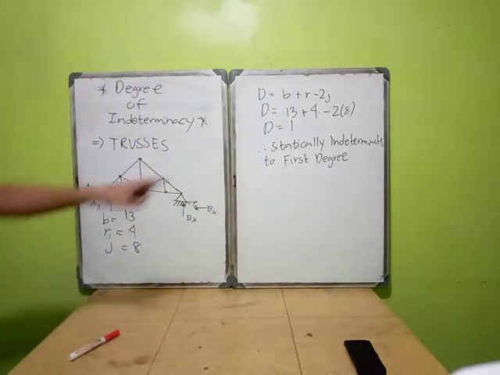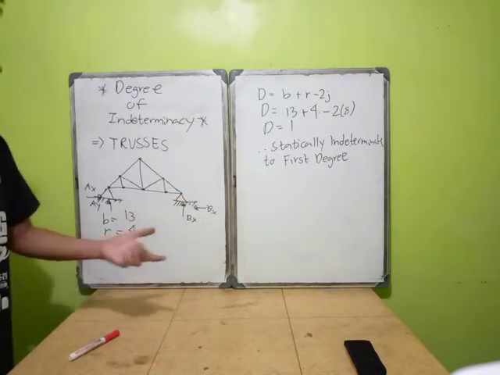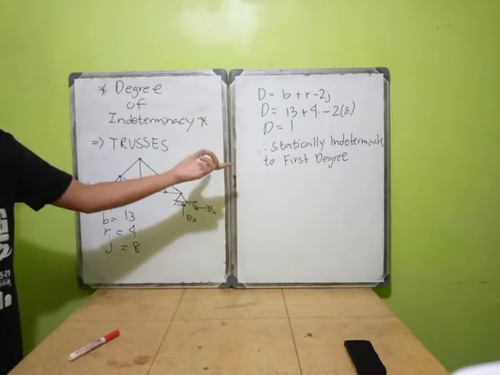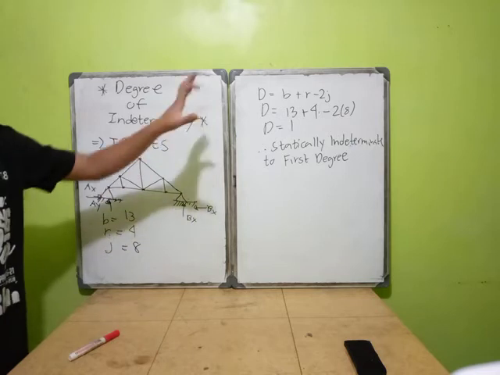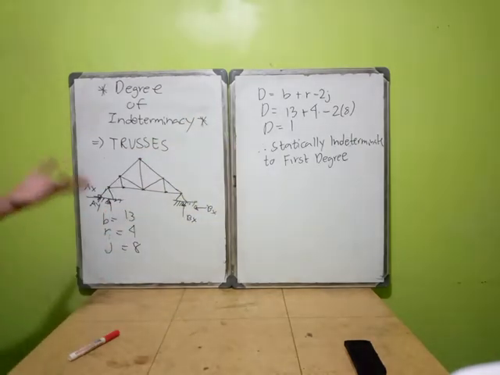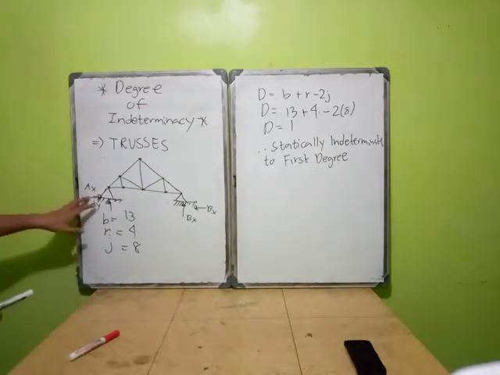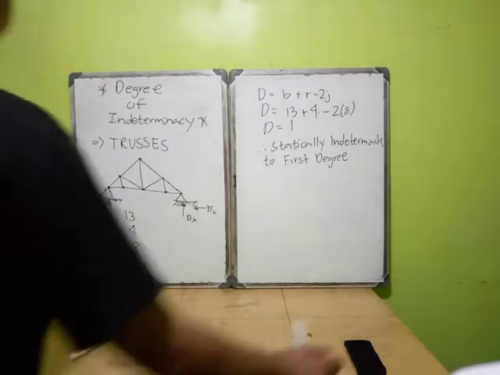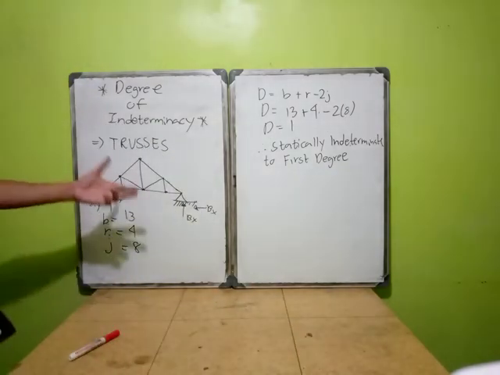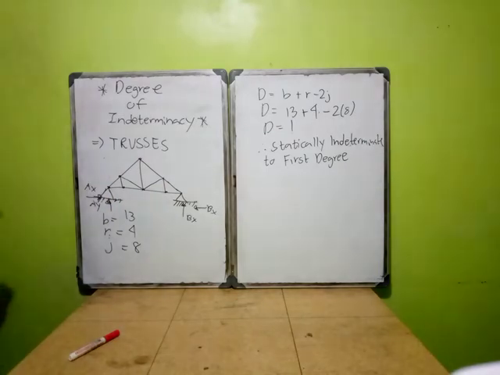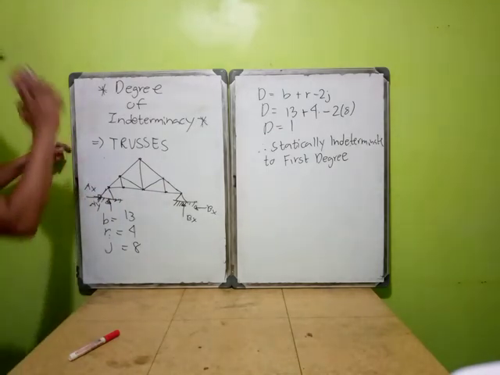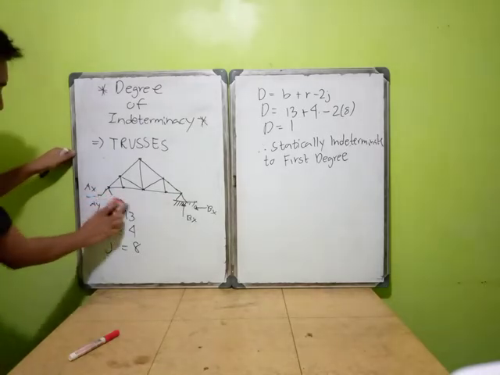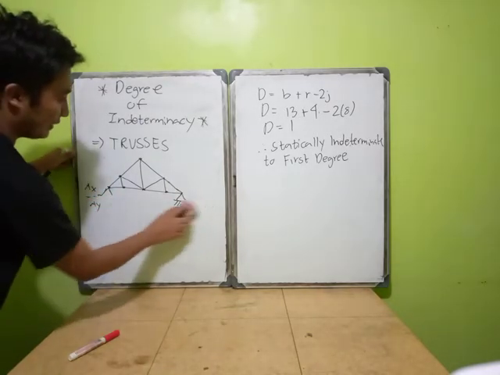So, what if yung sagot niya is 3? D equals 3. Magiging statically indeterminate to third degree. Kung 5 naman, statically indeterminate to the 5th degree. And so on. So, anong mangyayari if instead na pinned, i-change natin yung supports. For more example emphasis, what if pareho silang roller?